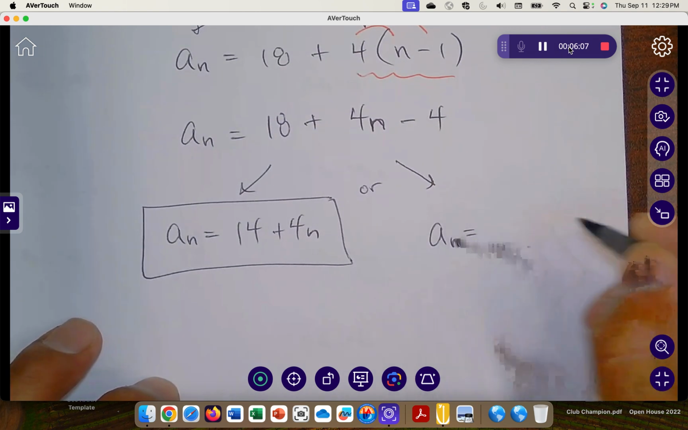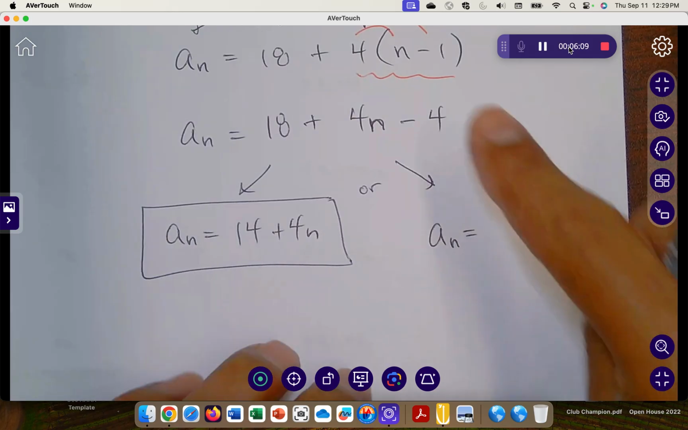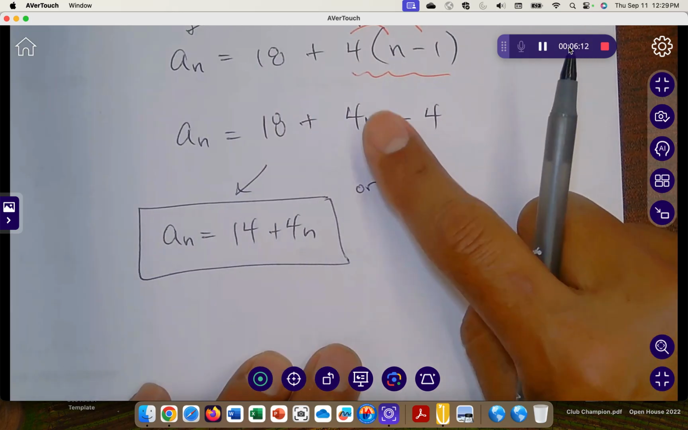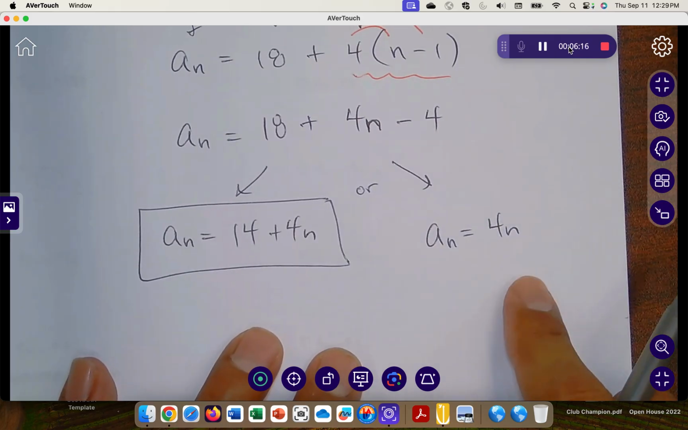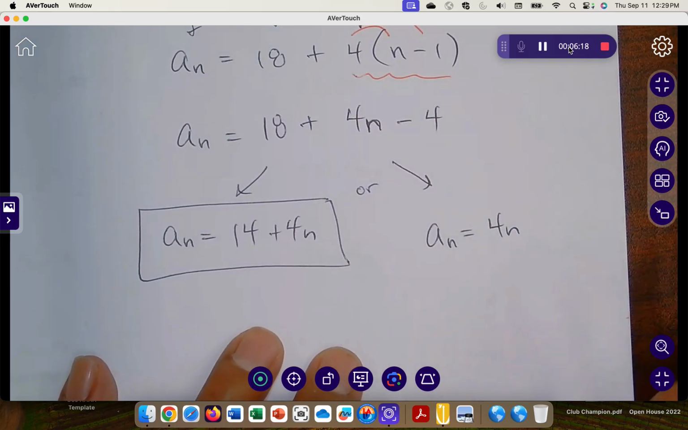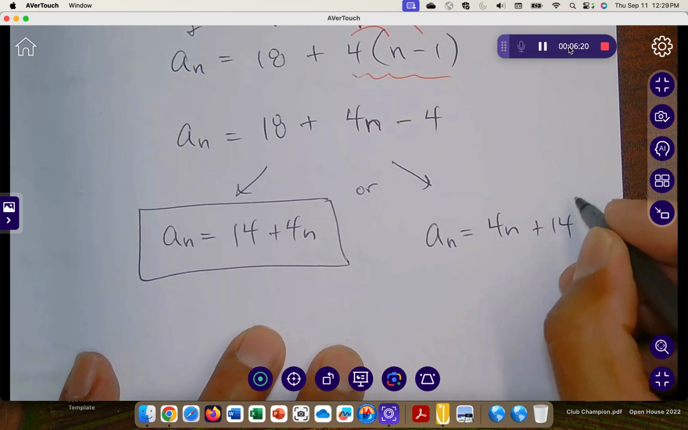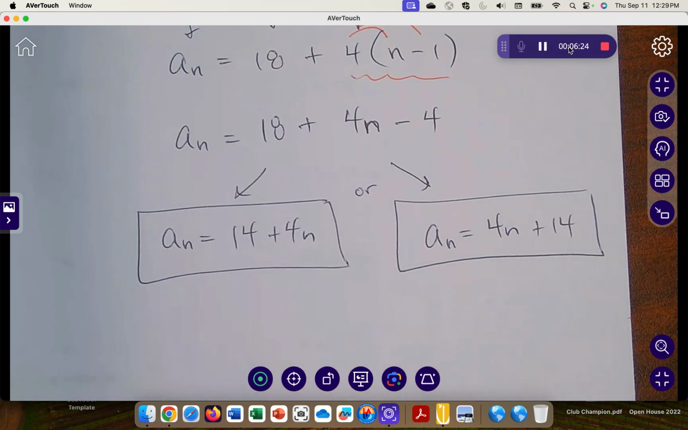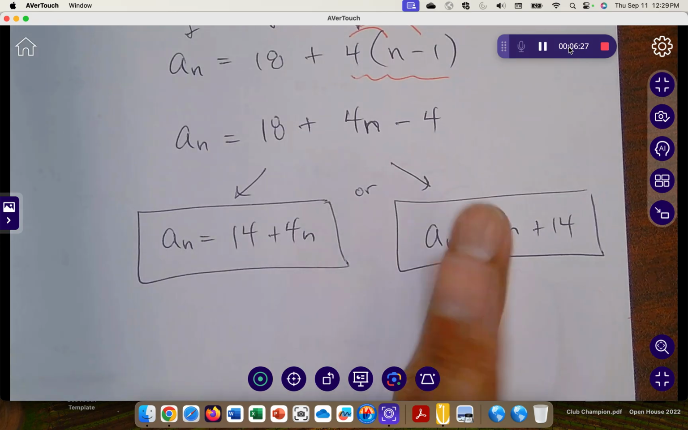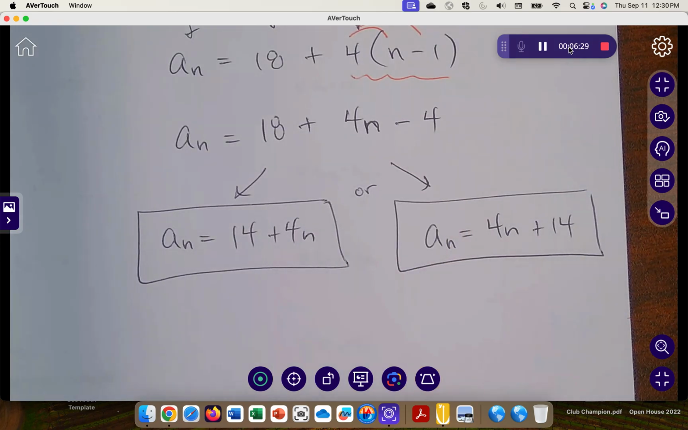A to the n is equal to. Some people like to put, this is actually the correct way. You should write the variable first, 4n, and then the number in the back, plus 14. Whichever way you write it, it's correct. But sometimes when you look at the answer key and they write it a different way, don't think it's wrong.